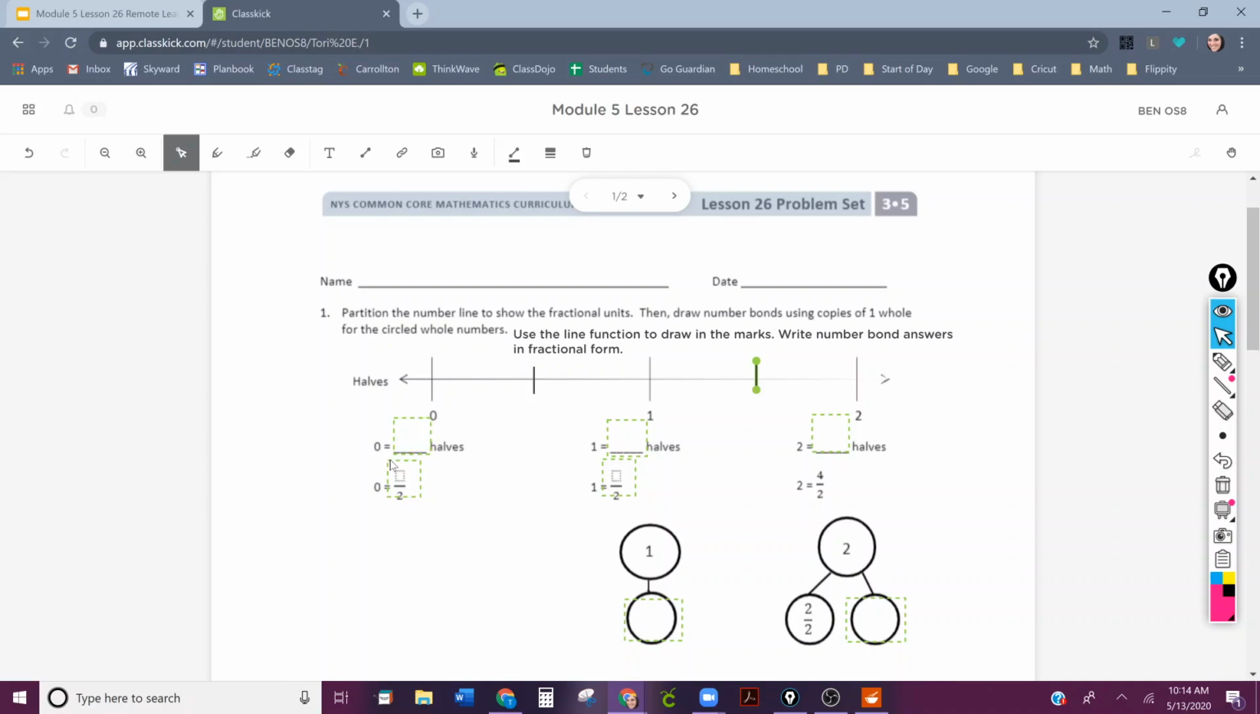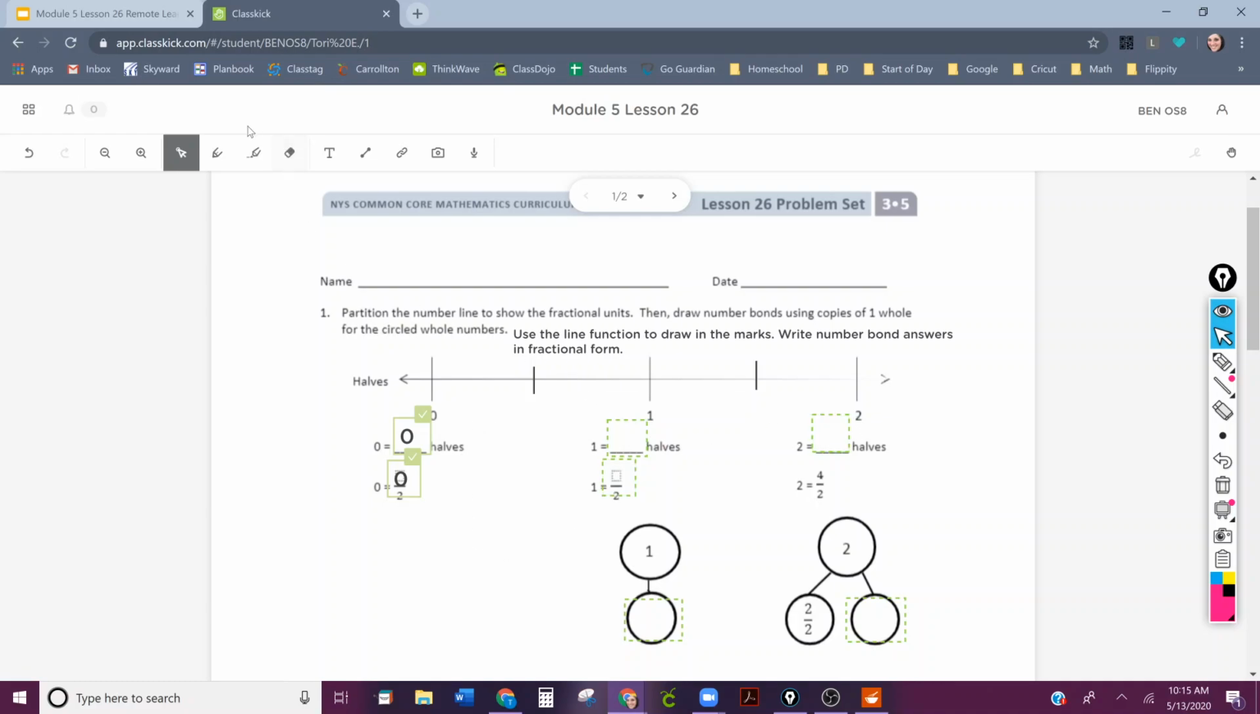All right. So first here, well, we have 0 halves, so 0 equals 0 halves, which is the same thing as 0 over 2, or 0 halves. Okay, so here we just have it in unit form, and down here we have it in fraction form.